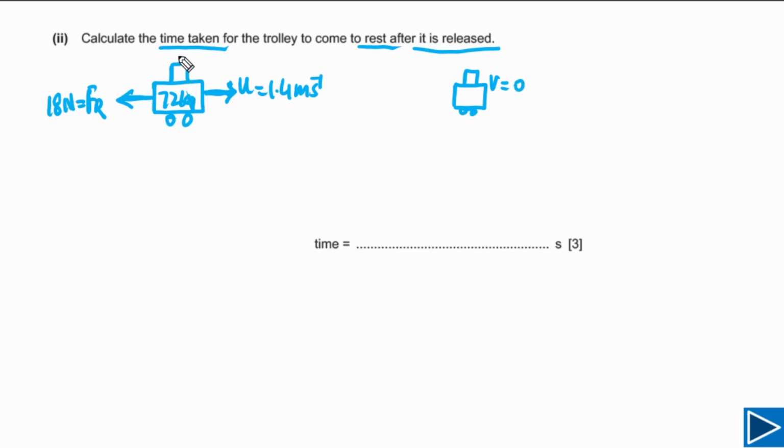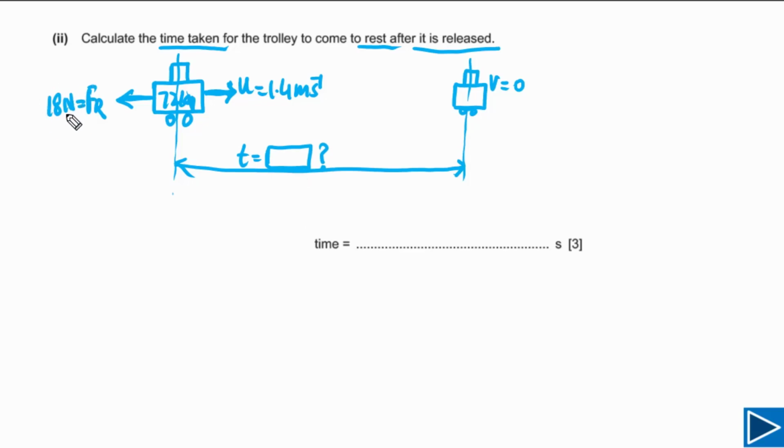The question is asking us to find the time taken between these 2 points. So this is what we need to find out: the time taken between these 2 points.